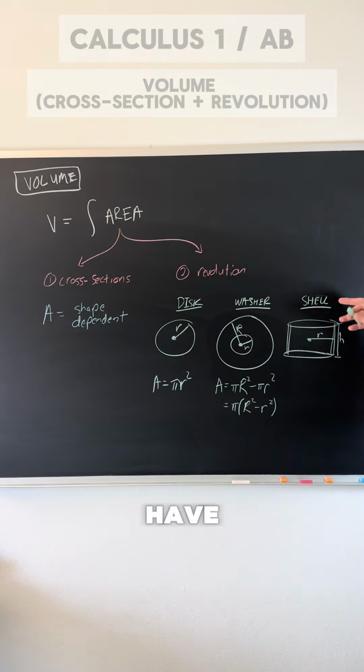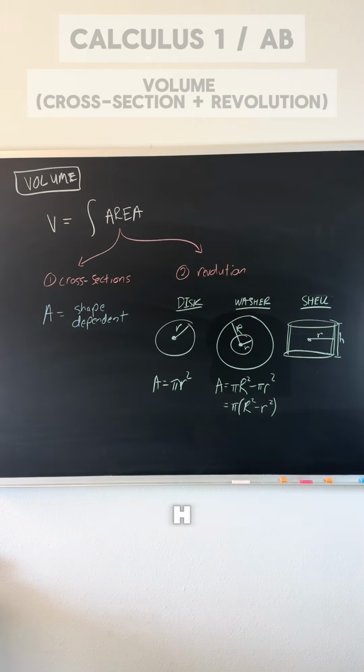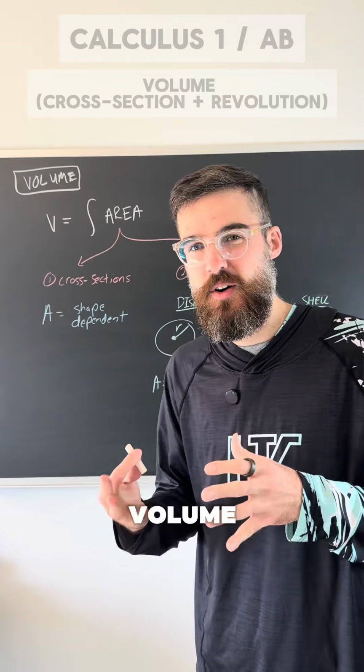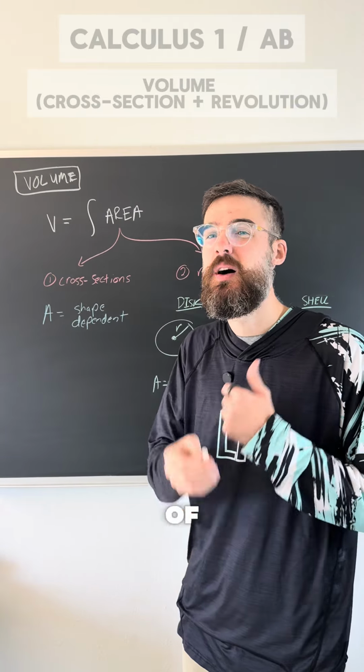And with the shells, we have some cylindrical shape, which has some radius r and some height h, and the area of this is actually just going to be the surface area, which is 2 pi r h. Nonetheless, whatever method is used to find the volume, it all comes down to this simple formula that the volume is equal to the integral of the area function.